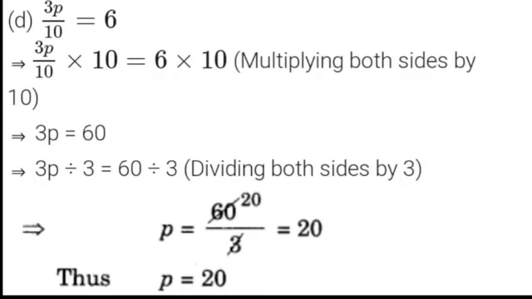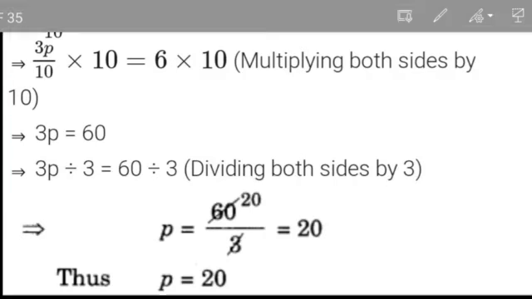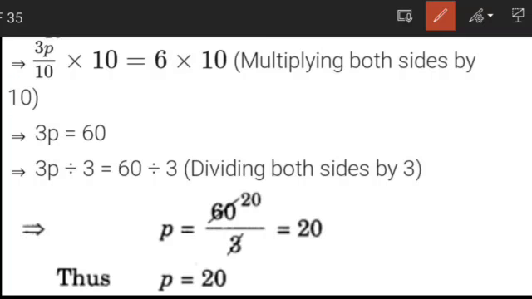In a similar manner, you have question D, that is 3p divided by 10 equals 6. As you can see, students, here we are going to use the opposite of division. As addition and subtraction are not there, what are you going to use? You are going to use division and multiplication. Here division comes first, so the opposite of division is multiplication, that is multiplying 10 on both sides.